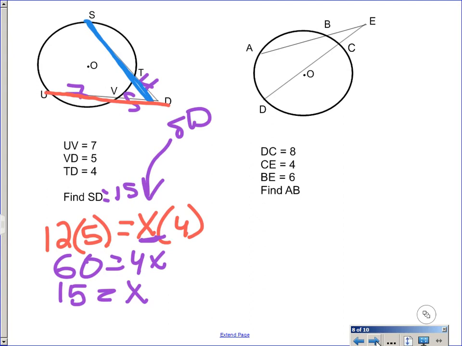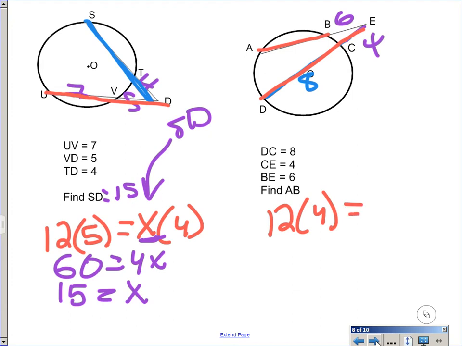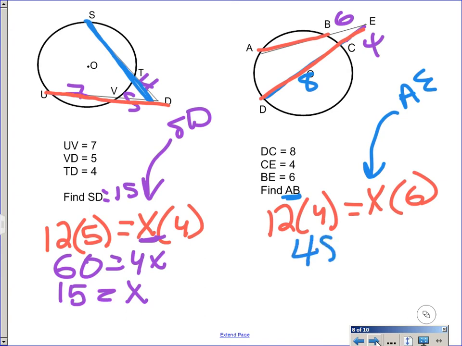On the right, D to C is 8, C to E is 4, B to E is 6, and now they want me to find A to B. Okay, so I'm going to set it up like we've been doing. I'm going to take the whole segment, 12 times my outside of 4, and set it equal to the whole times the outside, which is 6. So in my example, x right here represents A to E. Pay careful attention, that's not what they're asking for. But this is how I'm going to solve it. So I get 48 equals x times 6, or 6x. I'm going to divide by 6, and I'm going to get that x equals 8.